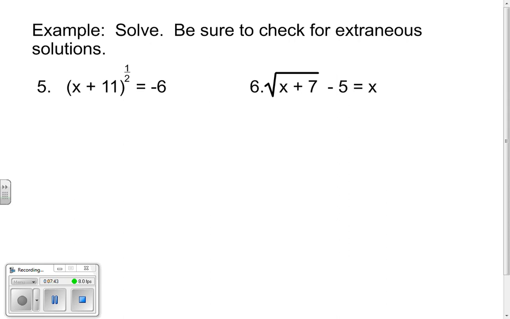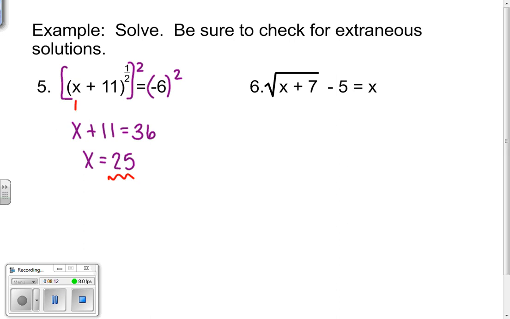In number 5, on the left-hand side, that fractional power of 1/2 is really the square root, and it's already by itself. So I'm going to start right away by squaring both sides. Squaring the left-hand side leaves me with x plus 11, and squaring the right leaves me with 36. Make sure you put parentheses around the -6 in the calculator. To solve that using algebra, I subtract 11 from both sides and I get x equals 25. It's important that you check that 25, so I'm going to put that back into the original equation. That means 25 plus 11 to the 1/2 power should equal -6.